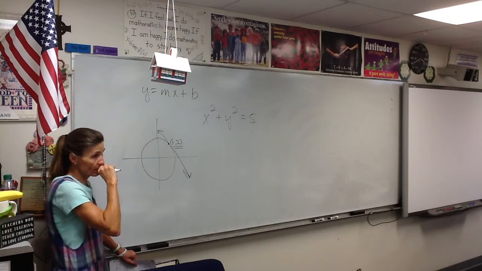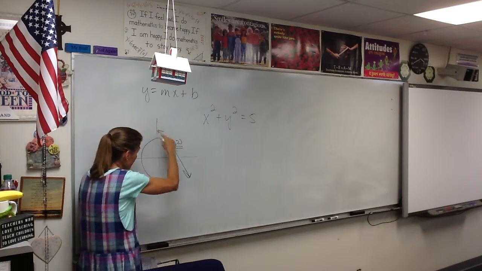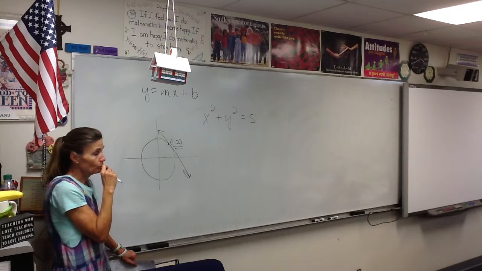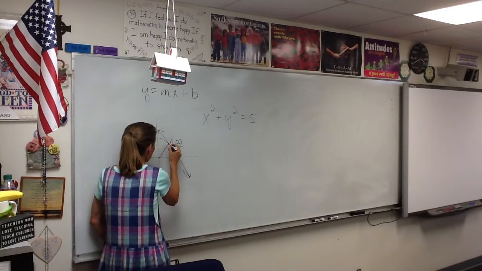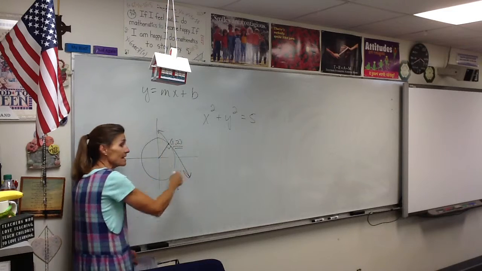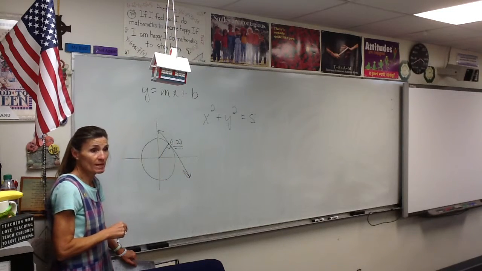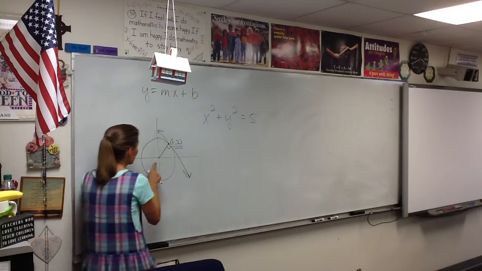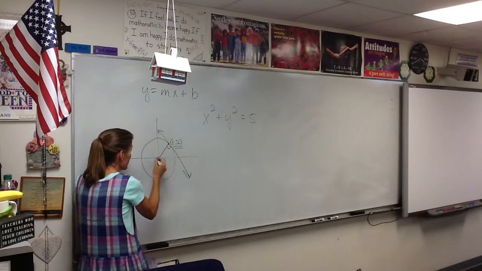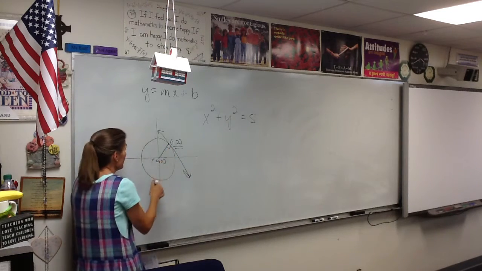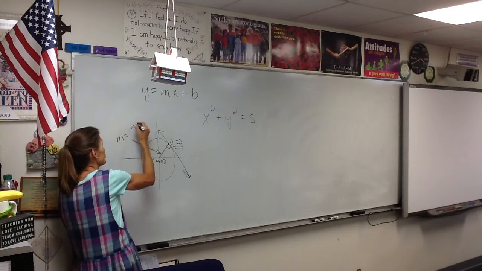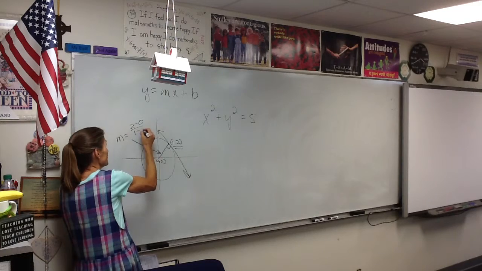So what can you tell me about the slope of that line? Jamie? It's perpendicular to the radius. Remember from geometry that yes, very good. A radius and a tangent are perpendicular at the point of tangency. Can I find the slope of this radius? Yes, because don't I have 2 points? So the slope of the radius would be 2 minus 0 over 1 minus 0.